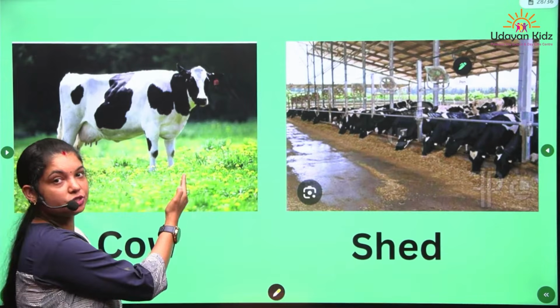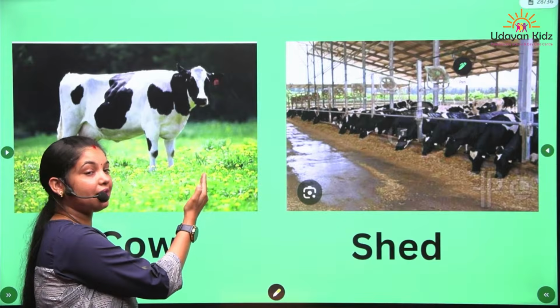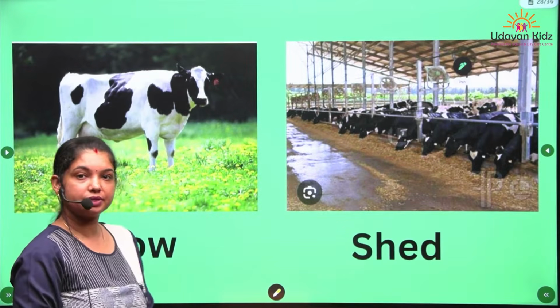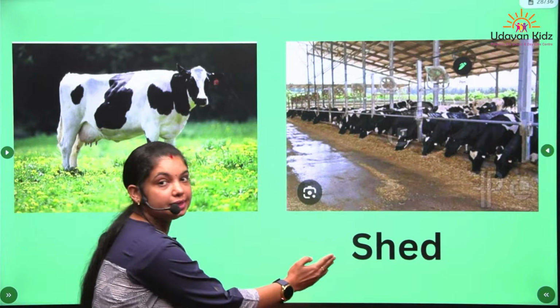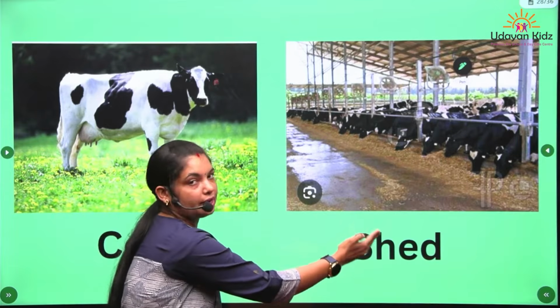And which animal is this? This is a cow. This is a domestic animal. The cow gives us milk. The cow lives in the shed.